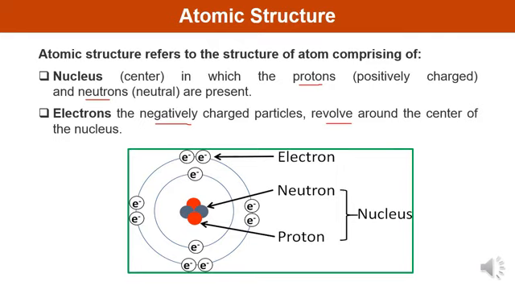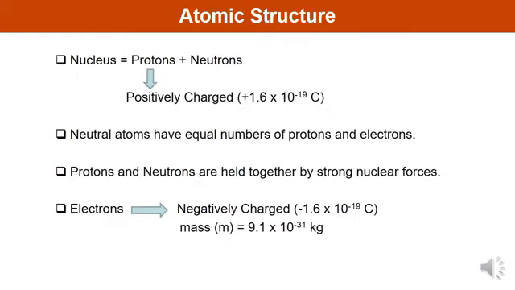From this particular diagram, you can review the concept. Here you can see that the nucleus consists of neutrons and protons, and electrons are revolving in the orbit which is around the center of the nucleus. The nucleus contains protons and neutrons, and protons are positively charged.